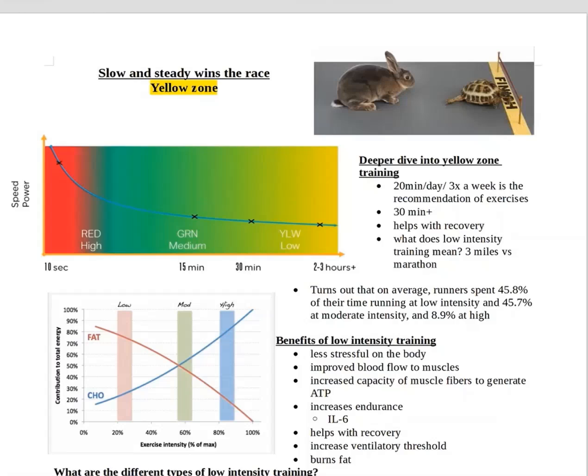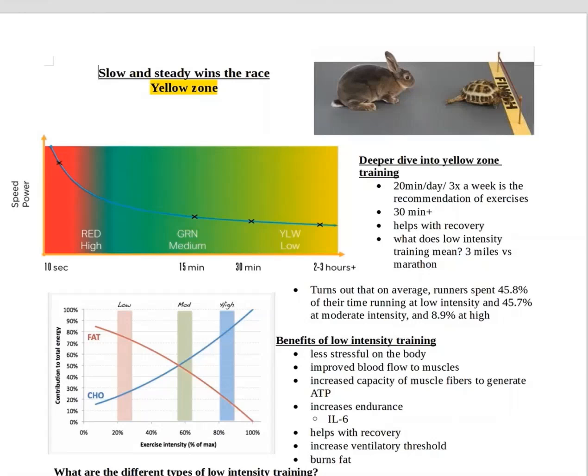So when we're talking about yellow zone training, we're falling into anything after 30 minutes. What's nice about it is that it helps with recovery, helps increase fat oxidation, and also works on endurance. If you're a long distance runner, this is usually where a lot of you are training, at that low intensity. So we're going to look at the two major components of energy production: fat oxidation and carbohydrate oxidation.